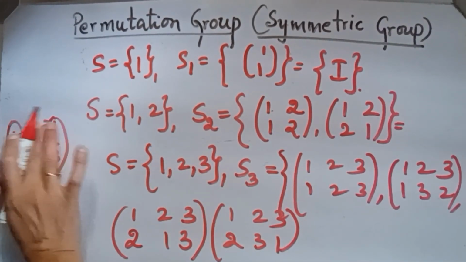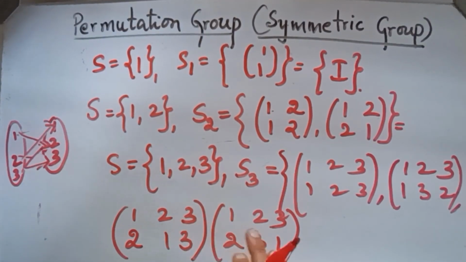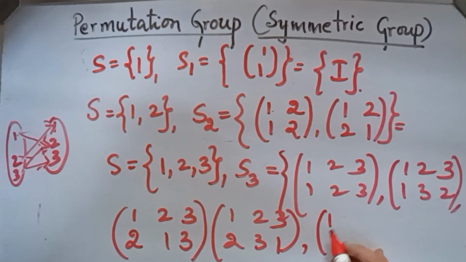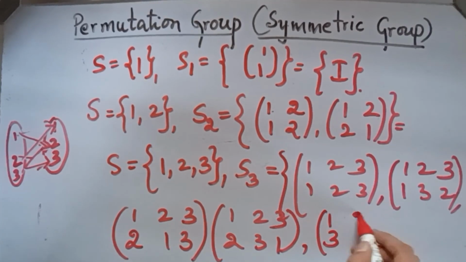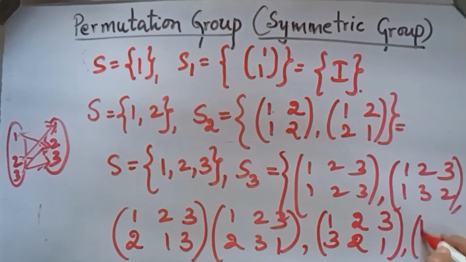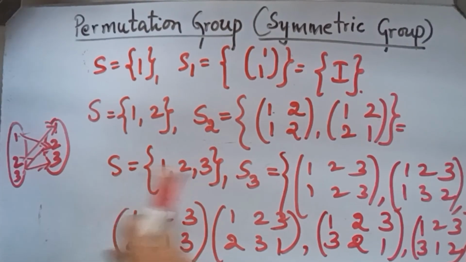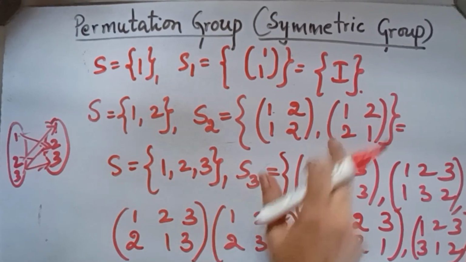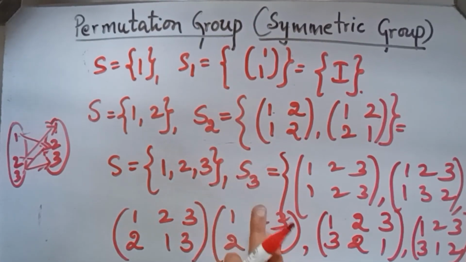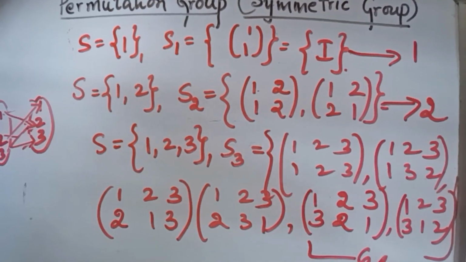Then 1, 2, 3 to 2, 3, 1. Means 1 goes to 2 here, 2 goes to 1, and 3 is fixed; you fix one element. Then 1, 2, 3 to 3, 2, 1: 1 goes to 3, 2 goes to 2, 3 goes to 1. Fix one element and interchange the remaining. Then 1, 2, 3 to 3, 1, 2. So these are all the possible permutations on these 3 symbols. This is called S3. S1 has one element, S2 has two elements, S3 has 6 elements.